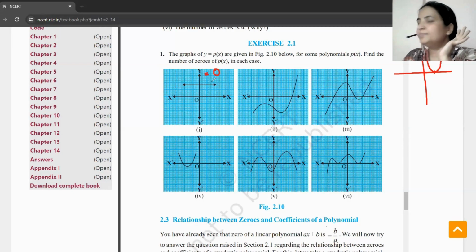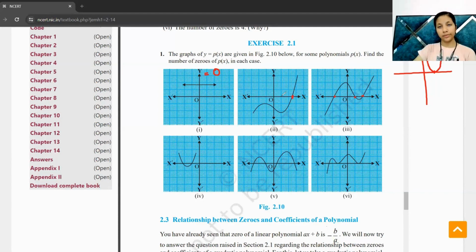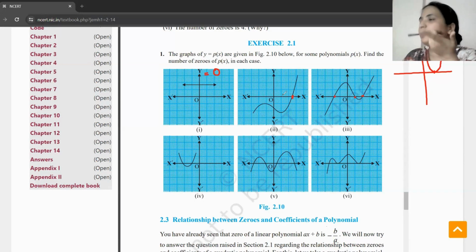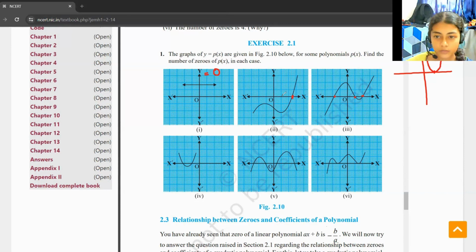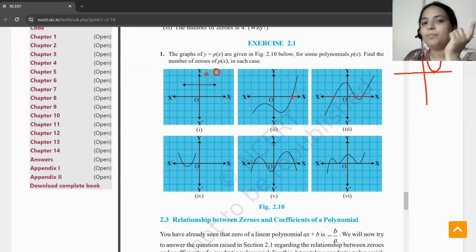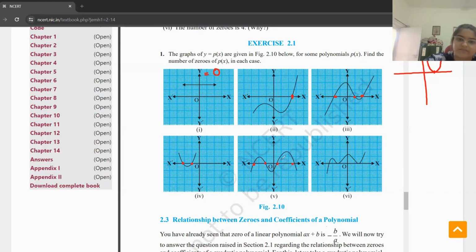Okay, clear. Next one, at 3 points. You can also ask, what type of equation is this? Linear polynomial. This is a cubic polynomial having 3 zeros. This is a quadratic polynomial having 2 zeros. This has 4 zeros. So it's a biquadratic polynomial.